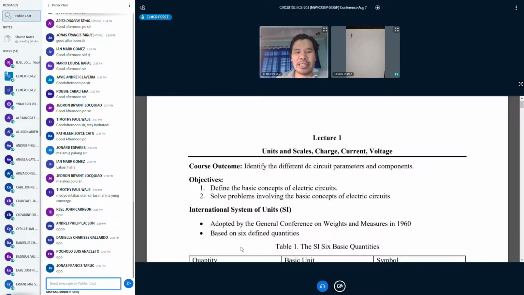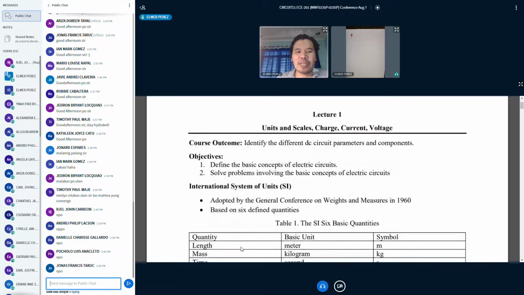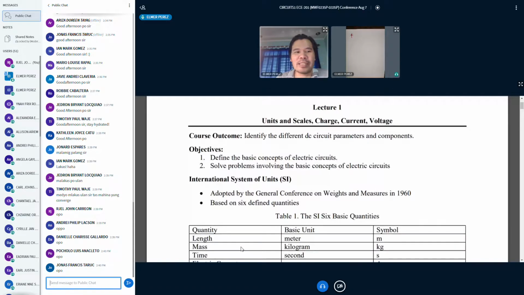Okay? Ayan. So, ang outcome na gusto nating matutunan sa lecture na to ay para sa inyo to identify DC circuit parameters and components. So, objectives, we will define the concepts of electric circuits and solve problems involving the basic concept of electric circuits.